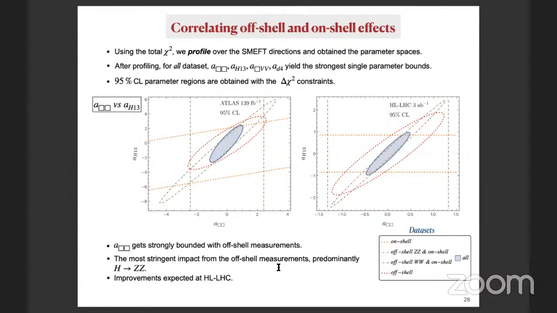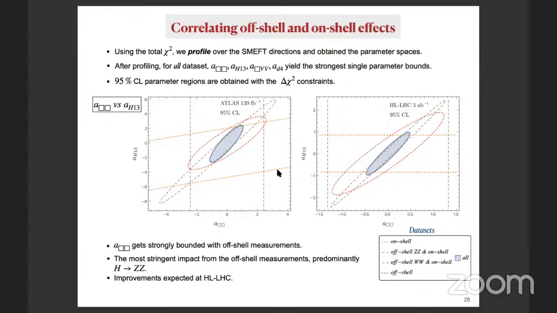So we considered the complete chi-square, and we just profiled over the operators which were related to the SMEFT directions. And after profiling, we saw that these were the 4 operators which got the strongest bounds. And for one such combination, I have shown the two parameter regions. For the case of A box and AH13, we can clearly see the different lines show the different bounds. The orange ones are the single Higgs data, red ones are the complete off-shell data, green ones are the WW data, brown ones are the ZZ data, and the blue shaded region is the complete effect. So we saw that A box, obviously, gets strong bounds from off-shell measurements as we expected. And the strongest impact comes from the Higgs to ZZ.